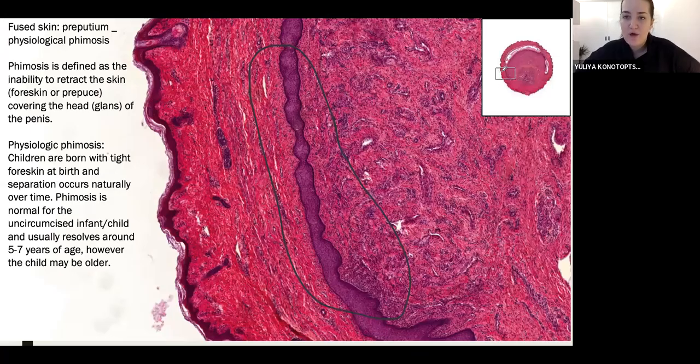So take a look where we are. Okay, so this tissue right here, this is prepuce, right? And what is this? This is glans. And what do you see?